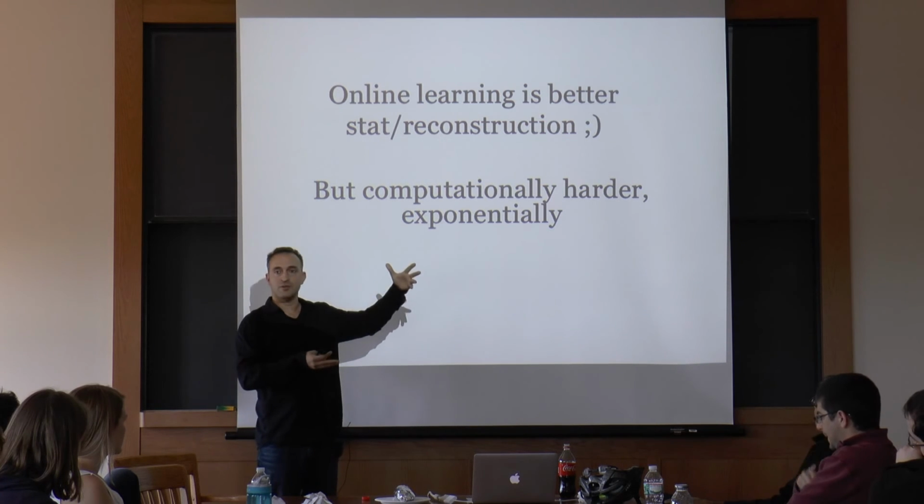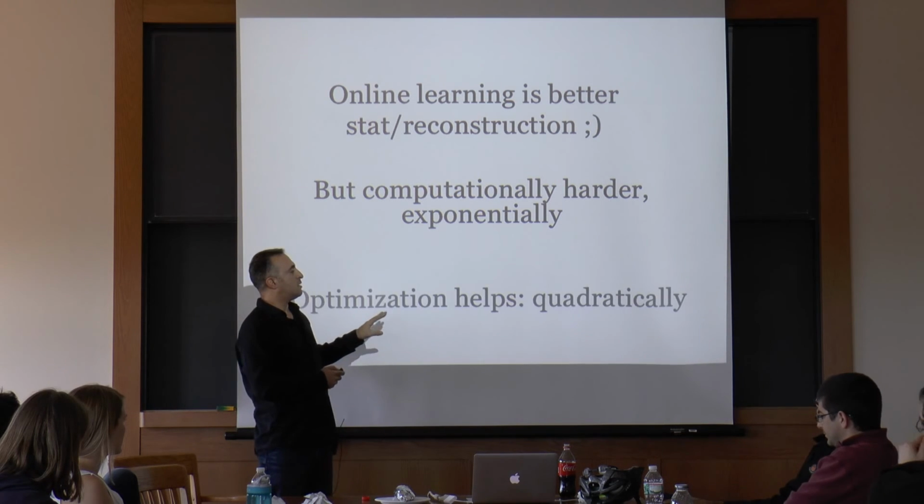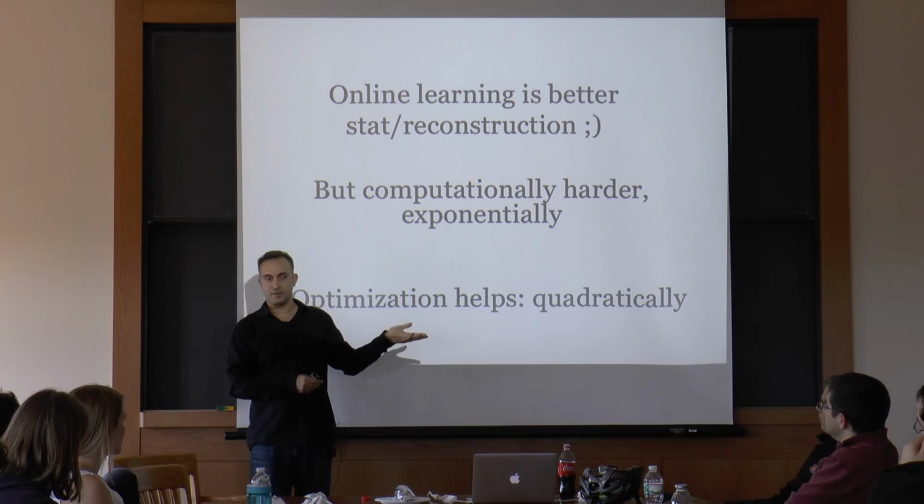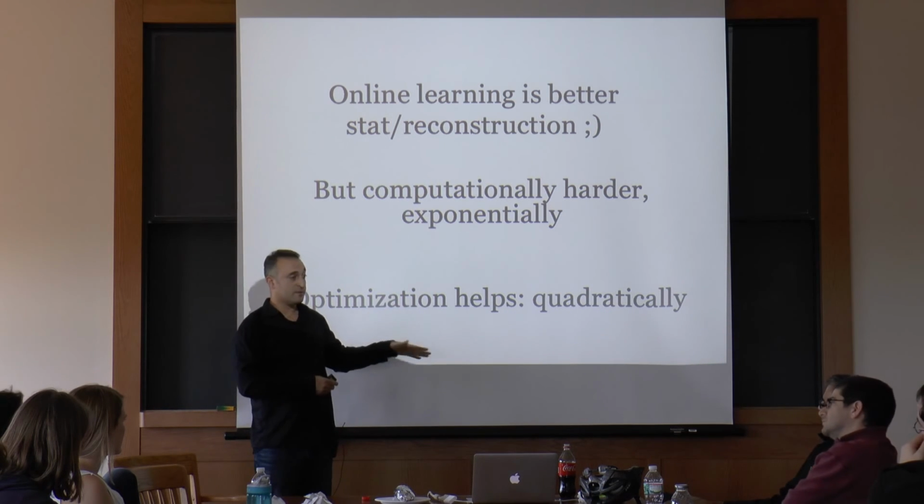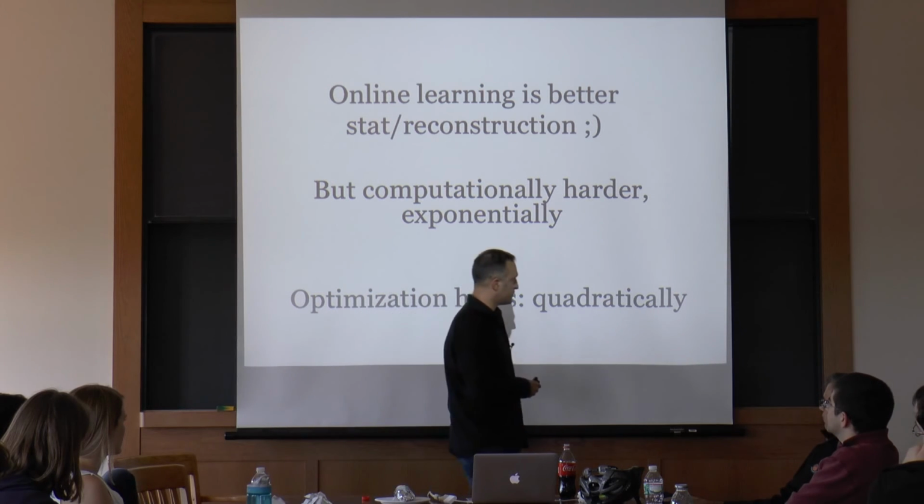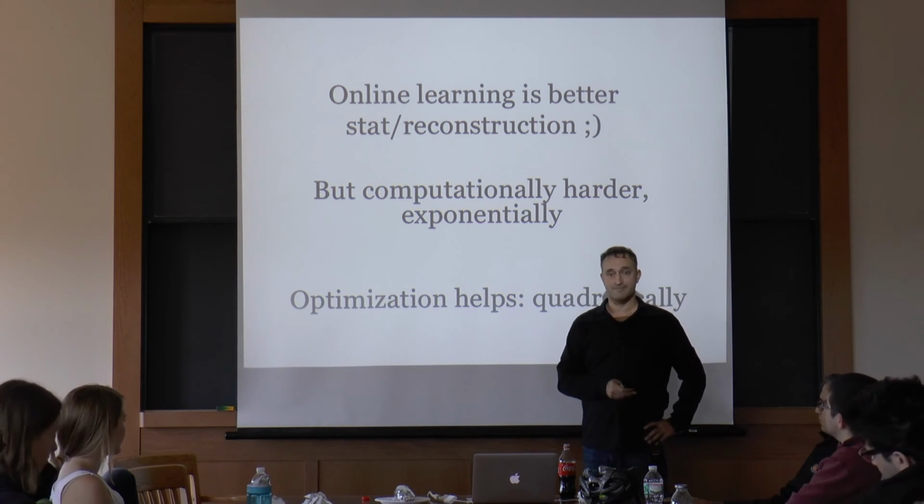So you can do optimization, okay. Statistically, it guarantees you can learn, but online learning doesn't guarantee you can learn. But it still helps you. Being able to optimize over the hypothesis class gives you a quadratic speed up in terms of what you can attain. So I'll finish here. Thank you very much.